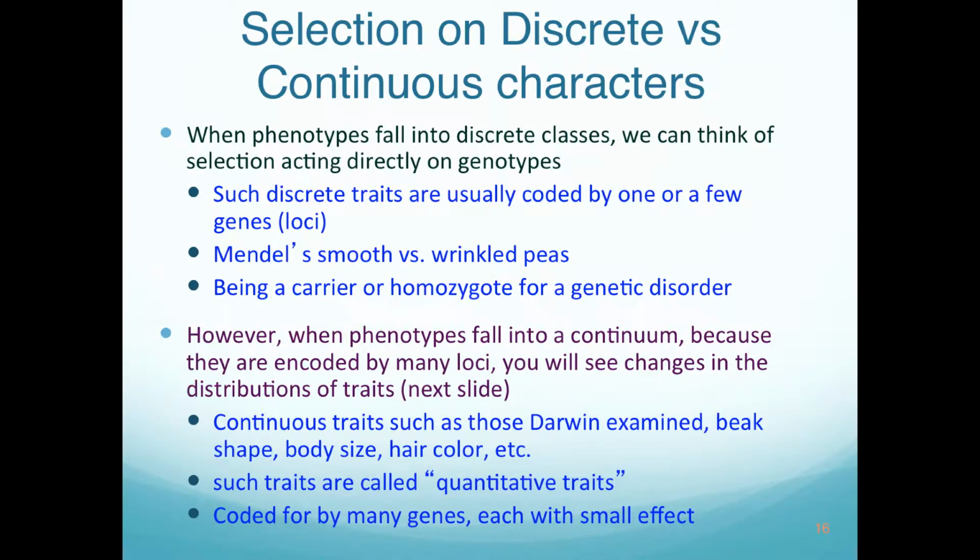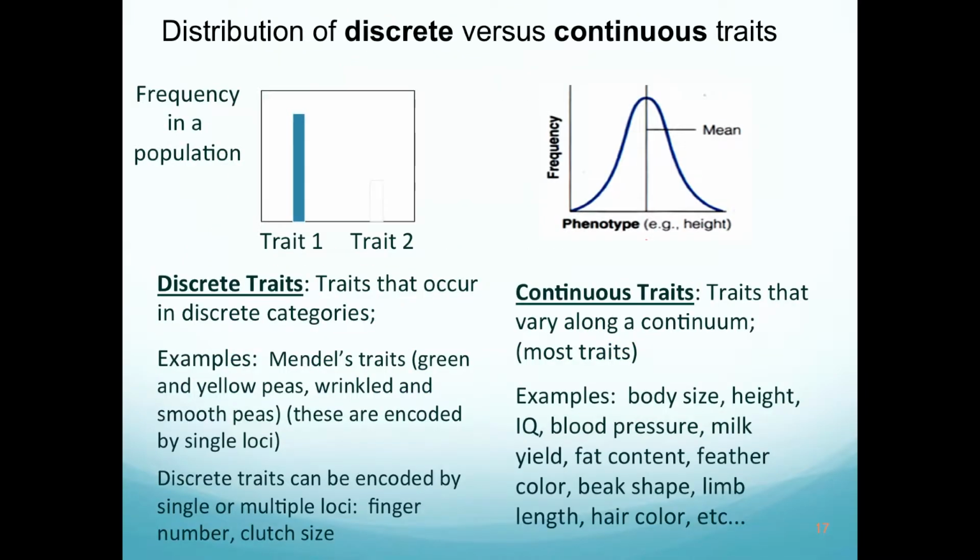And remember that selection can act on two different types of genetic characters. One is the discrete genetic characters. Those are the traits that mutationists were looking at, such as Mendel's smooth versus wrinkled peas, or else being a carrier or a homozygote for a genetic disorder such as Tay-Sachs disease or sickle cell anemia. Another type of trait would be a continuous trait, and those are most of the traits that we see in nature. Those are the traits that evolutionists were focused on, such as beak shape, body size, hair color, etc. These traits are called quantitative traits and are usually coded for by many, many genes.